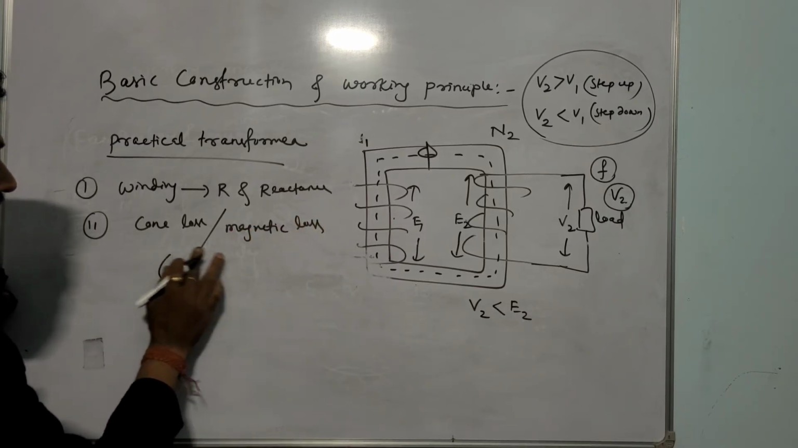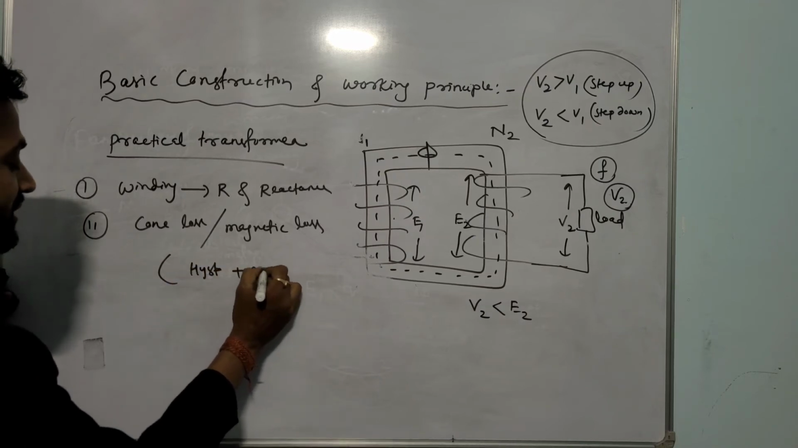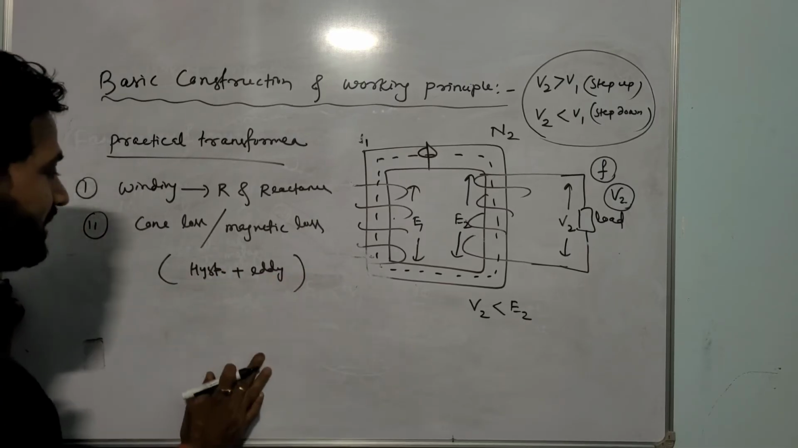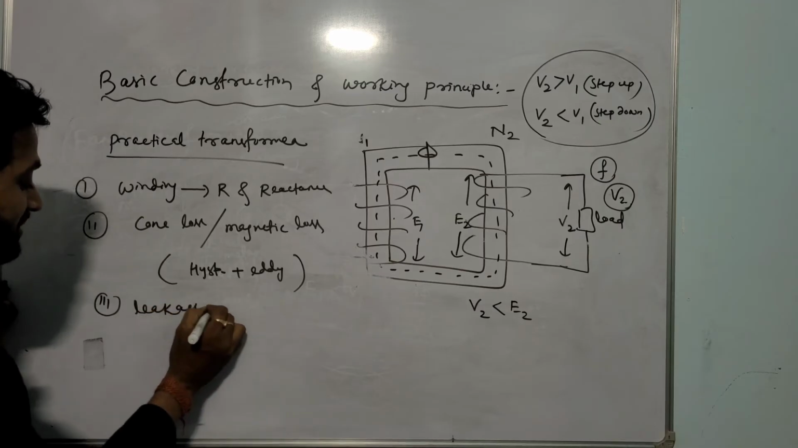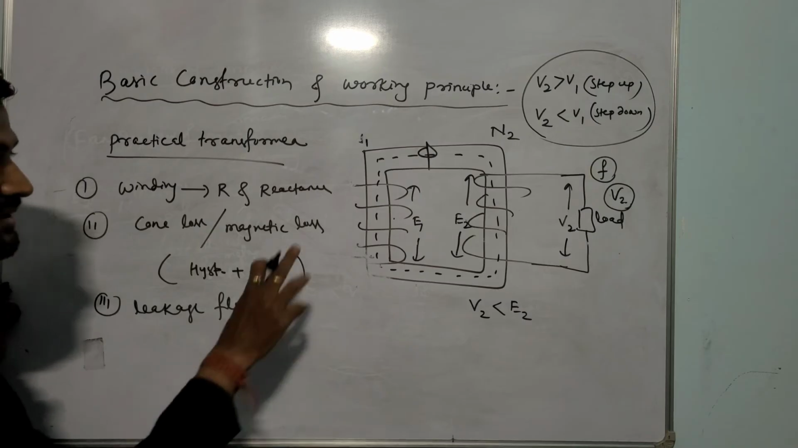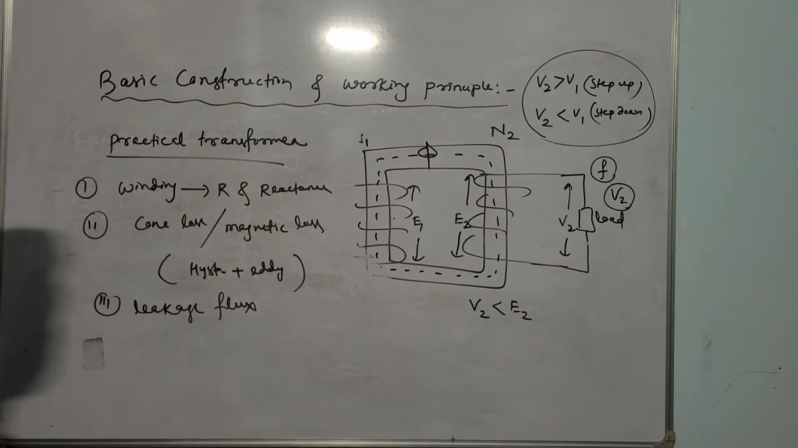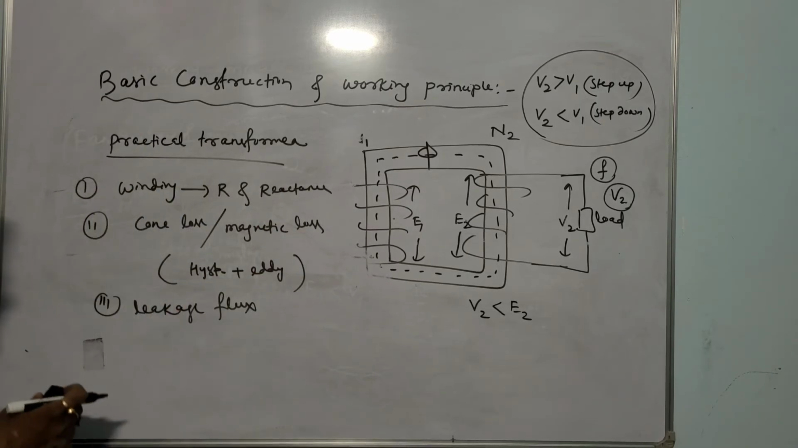Magnetic loss is of two types: a combination of hysteresis loss plus eddy current loss. And third, there is some leakage flux, not linkage flux, leakage flux. So the more the leakage flux, the less the linkage flux, and the less EMF will be developed. So these are the conditions of a practical transformer.